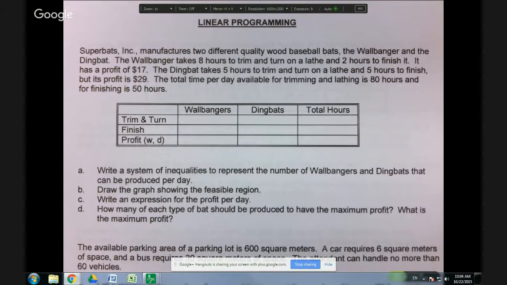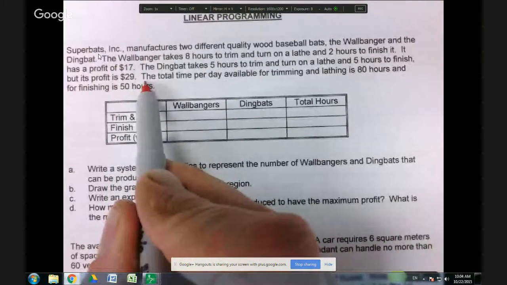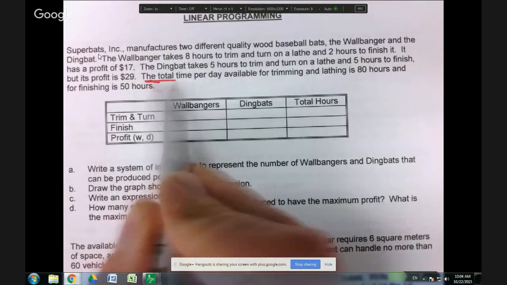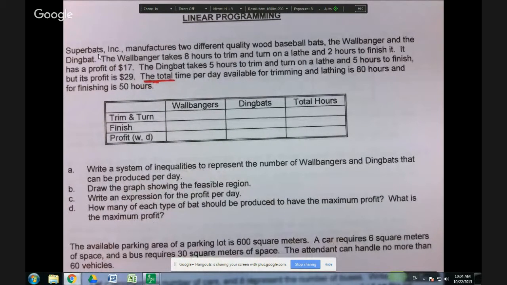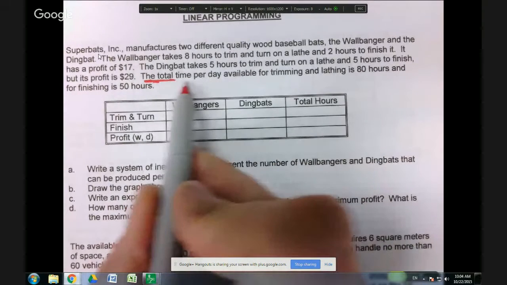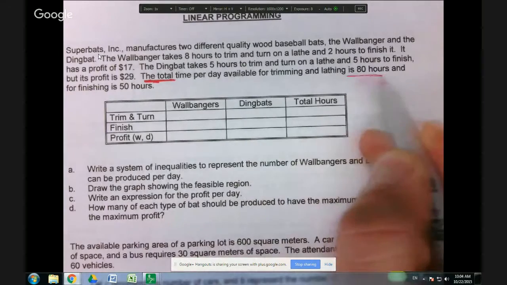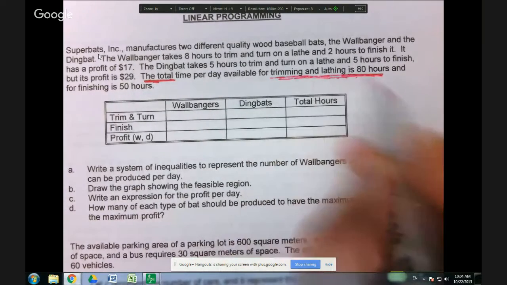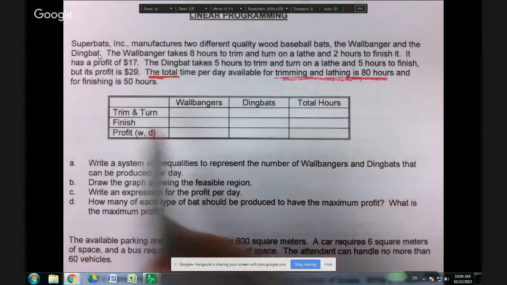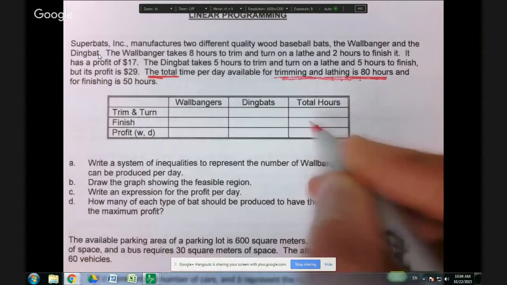All right. So, lots of information there, huh? You have to be able to sort through it. The first thing I want you to do is start looking at what we are trying to do. In the last sentence, see that word there, total? Those are what we're looking for. I have the total time per day available for trimming and lathing is 80 hours. So under trimming and turning, I'm going to put total hours 80.